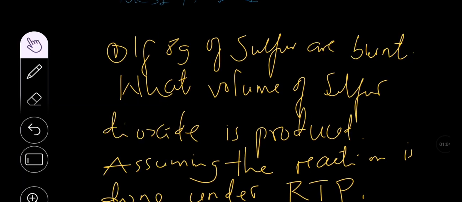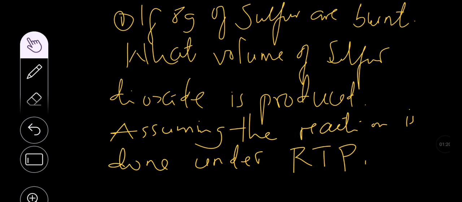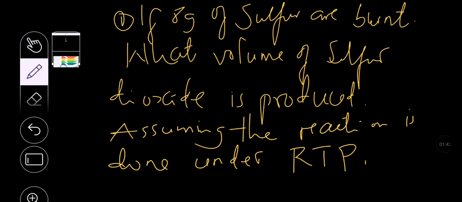The question reads, if 8 grams of sulfur are burnt, what volume of sulfur dioxide is produced? Assuming the reaction is done under RTP. RTP here means room temperature and pressure. I'm going to read the question again. If 8 grams of sulfur are burnt, what volume of sulfur dioxide is produced? Assuming the reaction is done under room temperature and pressure.